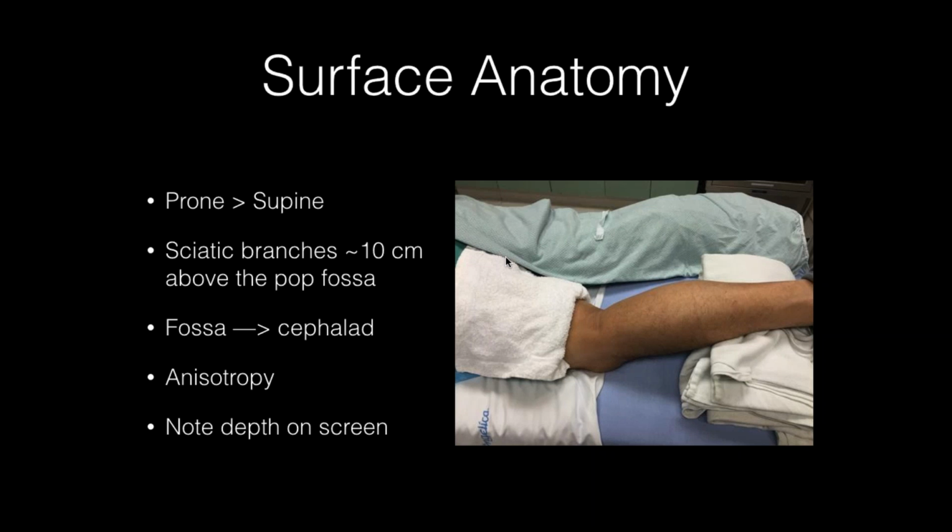Supine, you're just going to have to be holding the probe underneath the thigh rather than letting it rest on it, so it's a little bit more challenging, but certainly still doable. As I said, the sciatic branches in a variety of different locations into the tibial and common peroneal nerves, but it's likely to be at approximately 7 to 10 centimeters above the popliteal fossa.